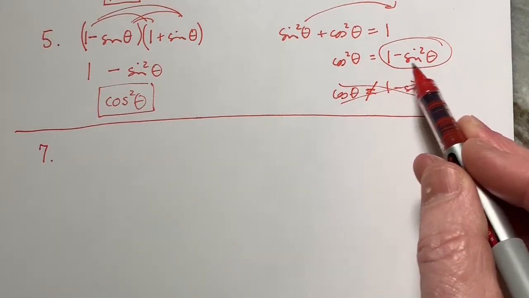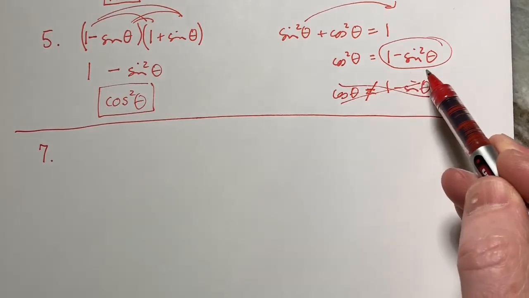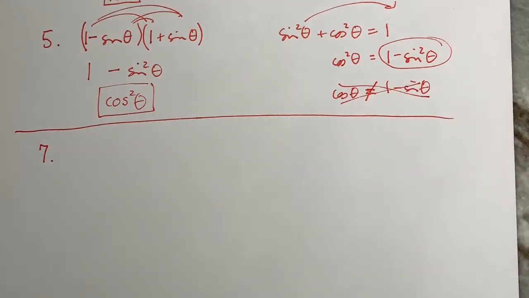So I have employed a rule right here. I used a Pythagorean identity. And using a Pythagorean identity is number 4 on your list of simplifying trig identities on page 45. So you can see I'm already starting to use these rules without even thinking a whole lot about it.